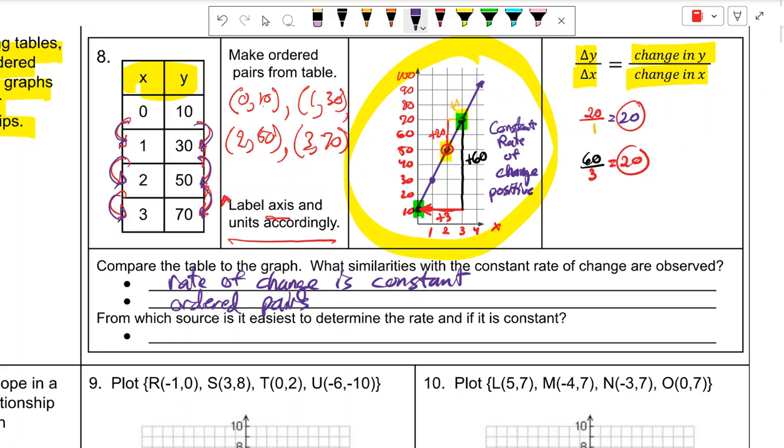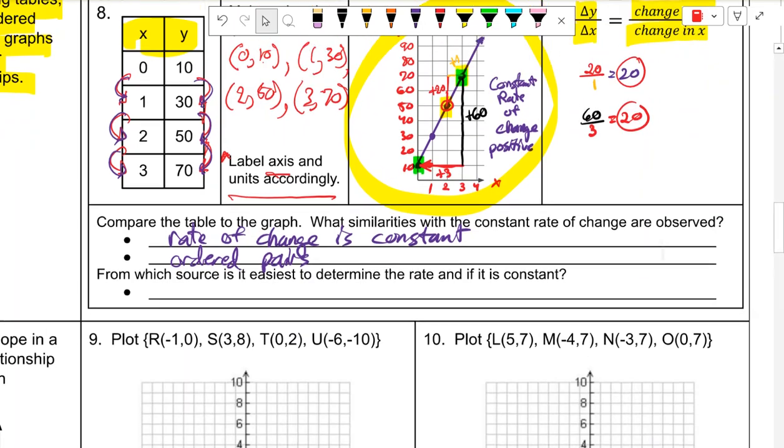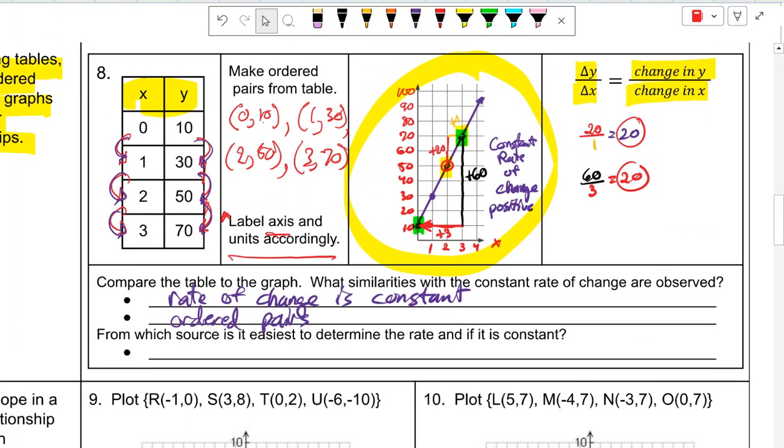And now your question is, from which source is it easiest to determine the rate and if it is constant? Now, when you look at the table, can you right away see it's a constant rate of change? No, you got to do some math. But can you see on a graph if it's instantly a constant rate of change? You sure can. It's a straight line, and that means it is a constant rate of change. So I would say that the best way to do this is the graph.